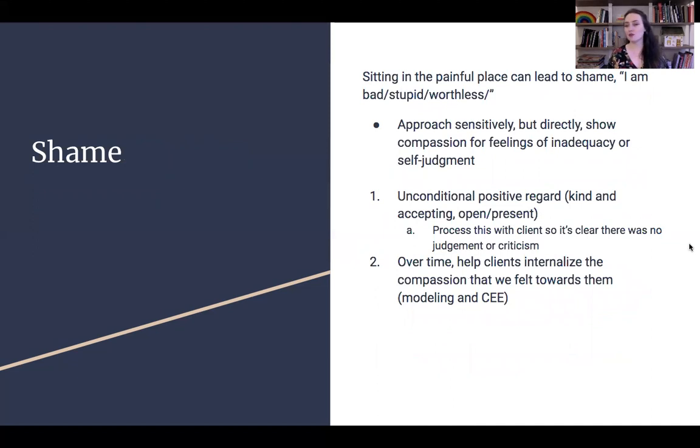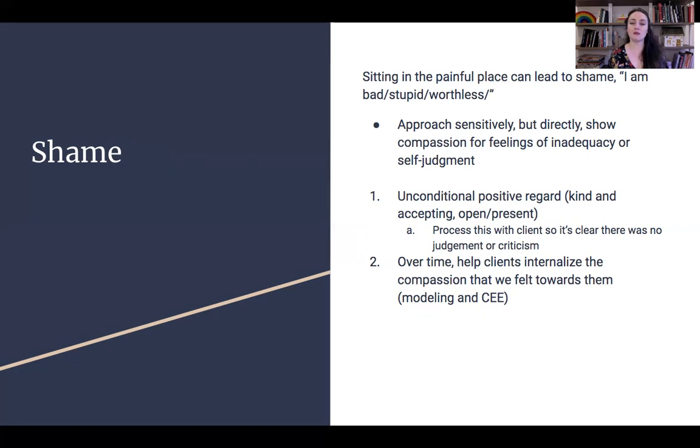So shame. Shame deserves way more than one slide, of course. But for the purpose of this mini lecture, we'll touch on it very briefly. We want to approach shame like we approach everything, sensitively but directly. We want to show compassion for feelings of inadequacy or self-judgment. We want to extend our unconditional positive regard, and we want to process that with the client so that it's clear to them that we're actually coming from a place of unconditional positive regard and that there's no judgment or criticism from us as their therapist.